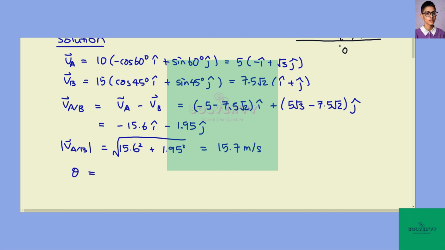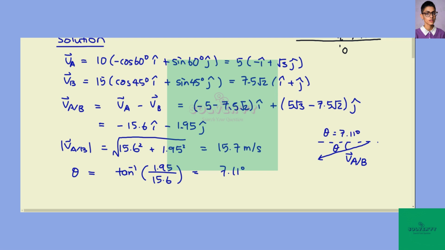And then the direction is the tangent inverse of the y component divided by the x component. So you get 7.11 degrees. And so this is how the vector is pointing. This is the velocity of A relative to B, and this angle theta is 7.11 degrees from the horizontal.